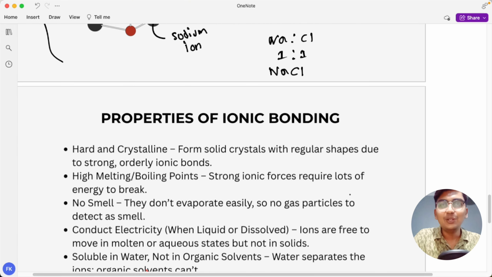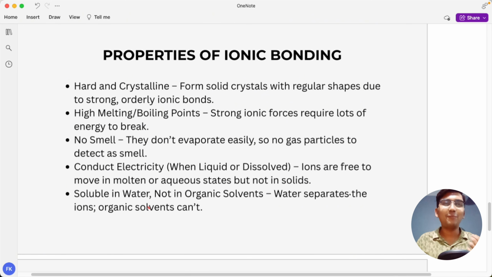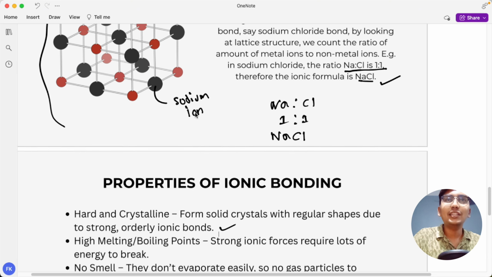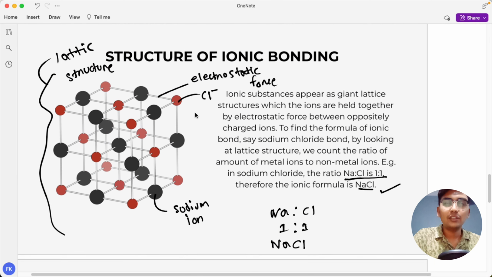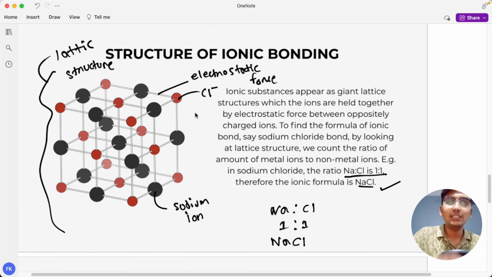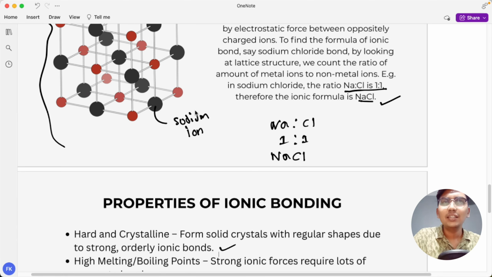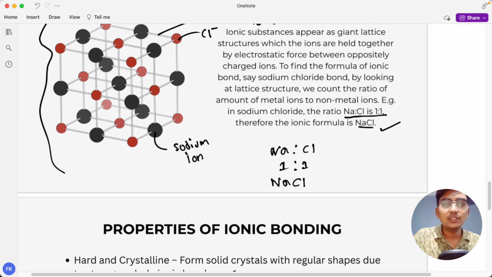Now let's look at the properties of ionic compounds. They are hard and crystalline, so they have a regular shape due to the strong orderly ionic bonding. If you look at the sodium chloride structure, you will see they have a very regular structure. The sodium is in the middle. The structure is very repetitive and very regular.